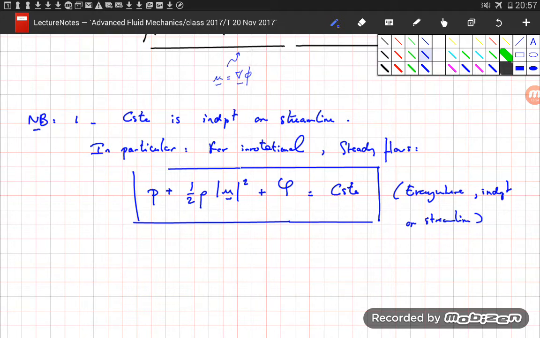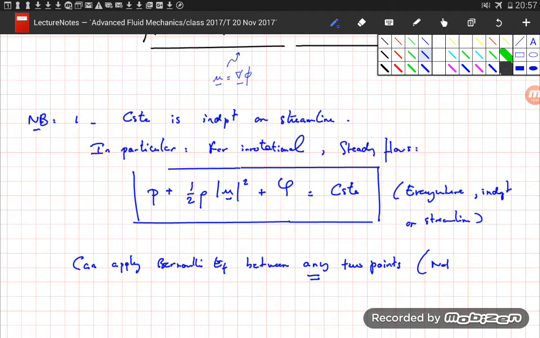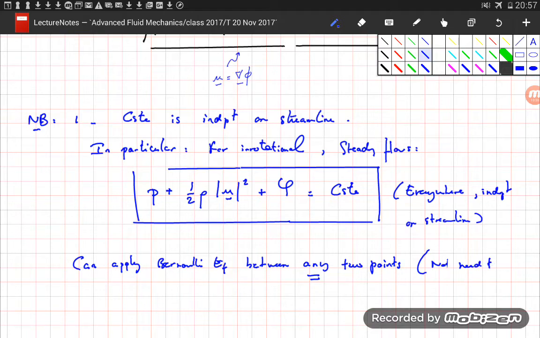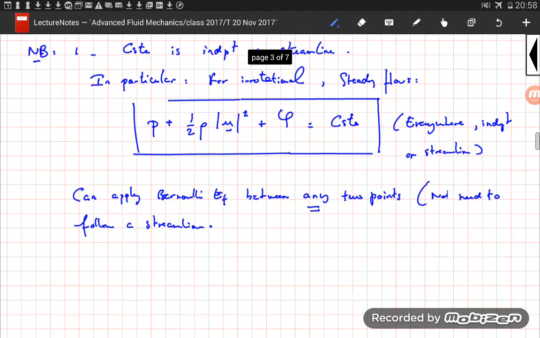So let me write that. We can apply Bernoulli's equation between, and this is important, any 2 points, right? So you can along a streamline, but it's not necessarily along a streamline. It can be across streamlines. So there is no need to follow a streamline. Okay, this is our first observation.